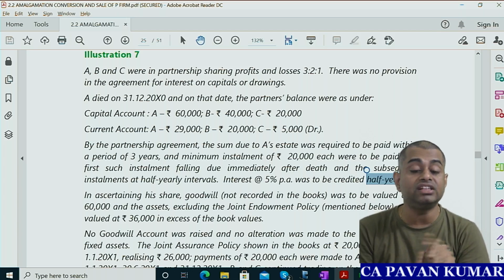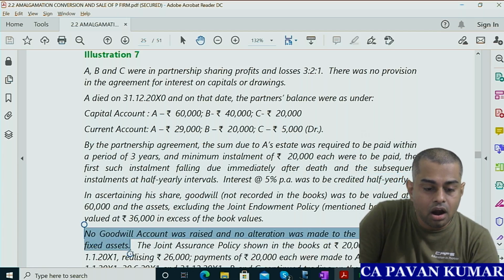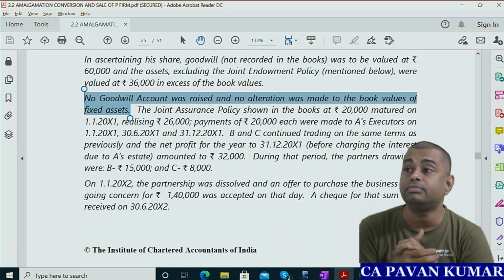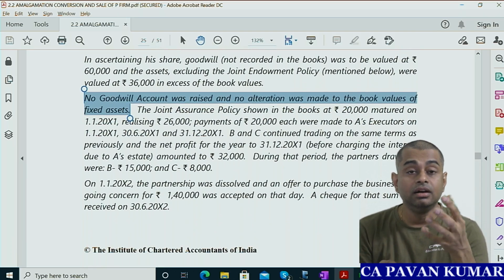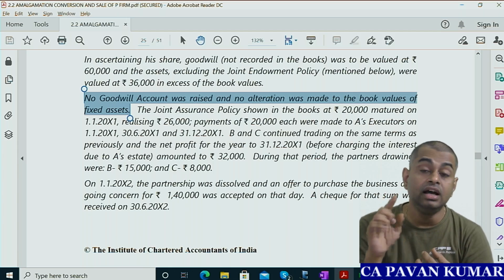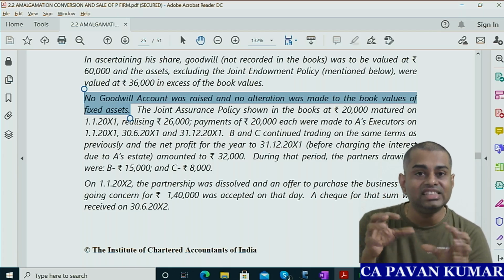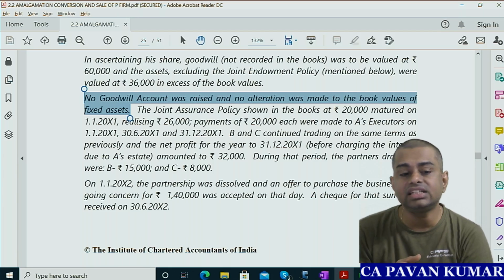No goodwill account was raised and no alteration was made to the book value of assets. Oh my god. Pavan sir, what is the meaning of this? That means goodwill 60,000 you will not record in the books. Revaluation 36,000 you will not record in the books. So they are to be adjusted in partners' capital accounts.